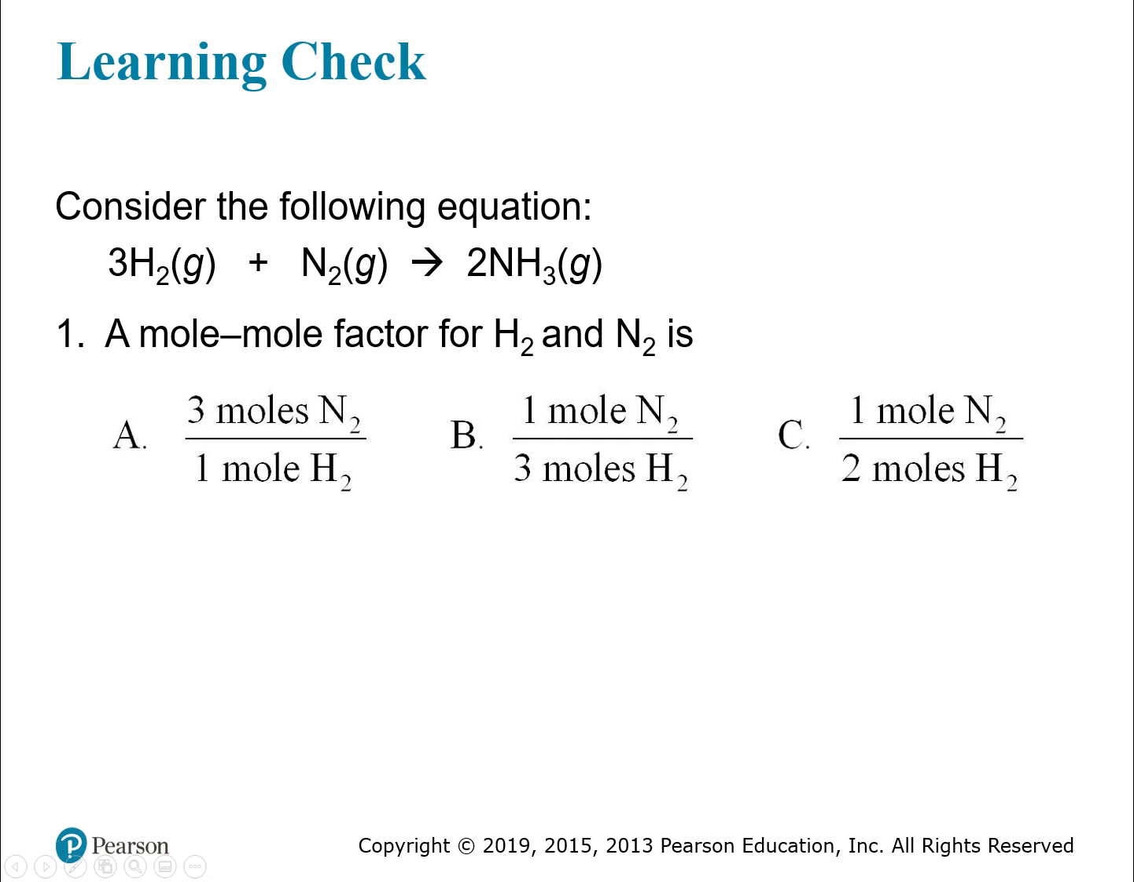You've got this equation. We're making some ammonia gas. Choose the mole-mole factor for hydrogen gas and nitrogen gas. I'll give you a minute or so to look it over, and then you can chime in with your answer in the chat if you so choose. But in about a minute, I'll go over it.